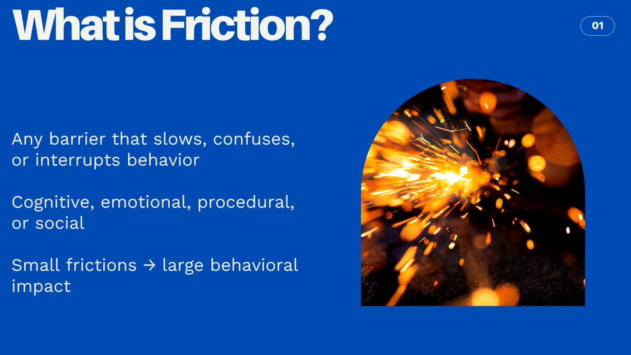Behavioral economics shows us that small barriers can produce disproportionately large behavioral changes, a principle sometimes referred to as sludge in nudge theory. Understanding friction requires shifting from a product-centric mindset to a behavior-centric one. It's not about what you intended, it's about what the customer experiences in the moment of decision.